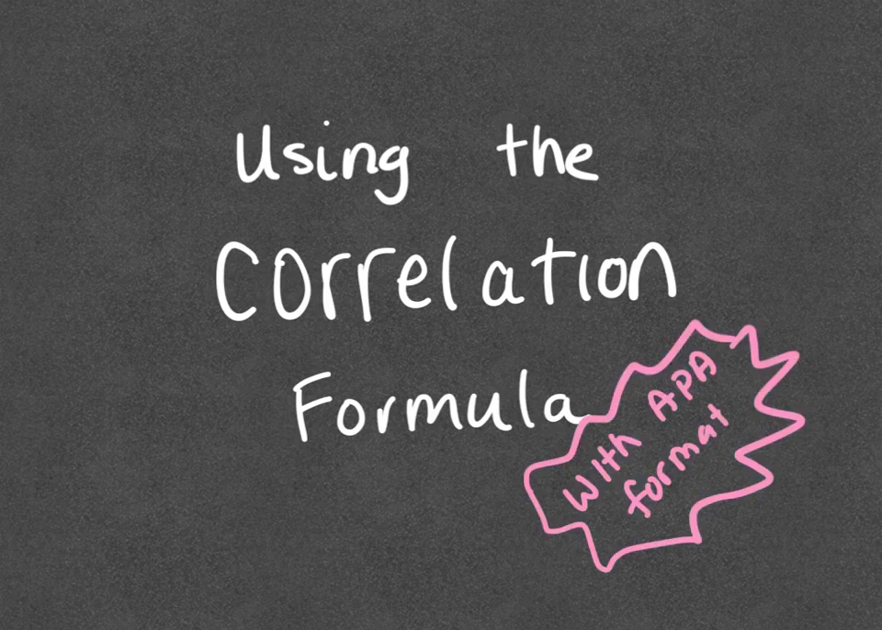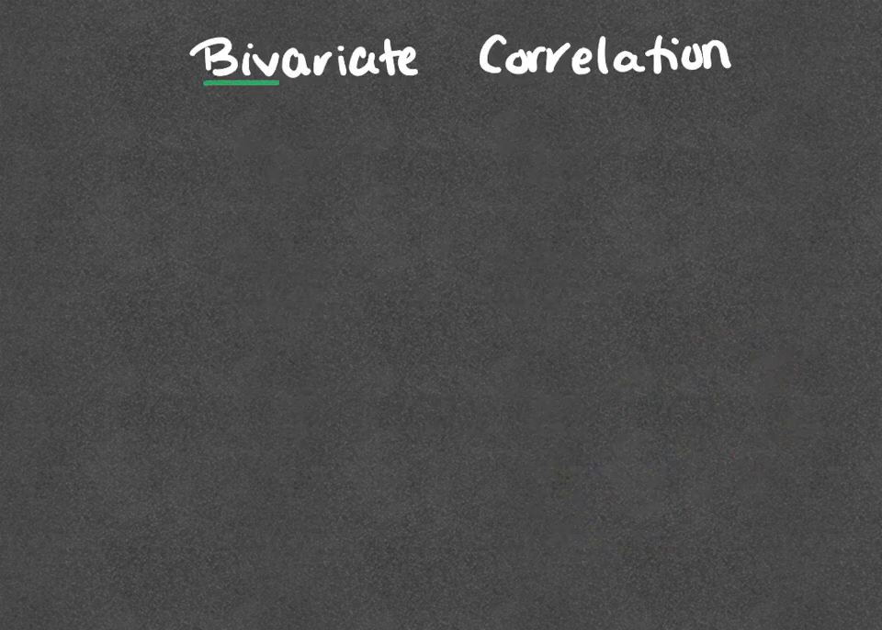The focus of this video is understanding and using the correlation formula, finding critical values and determining significance, and writing up correlational results in proper APA format. A bivariate correlation is a correlation or relationship between two variables.